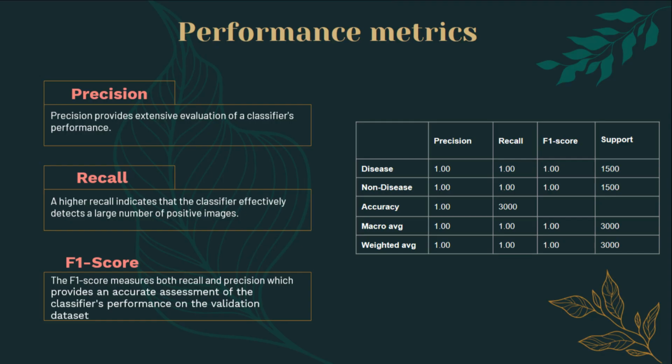Okay, so performance metrics were calculated using the validation data set, and the table is produced here for the precision, recall, F1 score, and support. Precision provides an extensive evaluation of a classifier's performance, and a higher recall can indicate the classifier effectively detects a larger number of positive images, and the F1 score measures both recall and precision, which provides an accurate assessment of the classifier's performance on the validation data set.